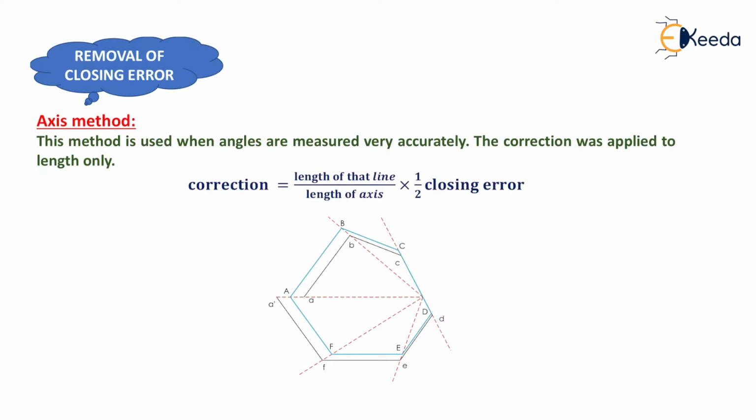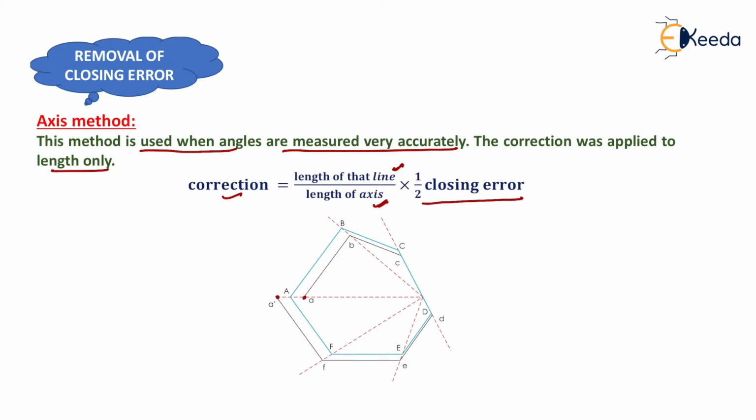Now the next method is the axis method. This method is used when angles are measured very accurately. Now the correction was applied to length only, which is given as correction equals length of that line divided by length of axis into half of closing error. But this method is used with certain limitation, that when the closing error is in front of each other like this, then we will use this axis method.